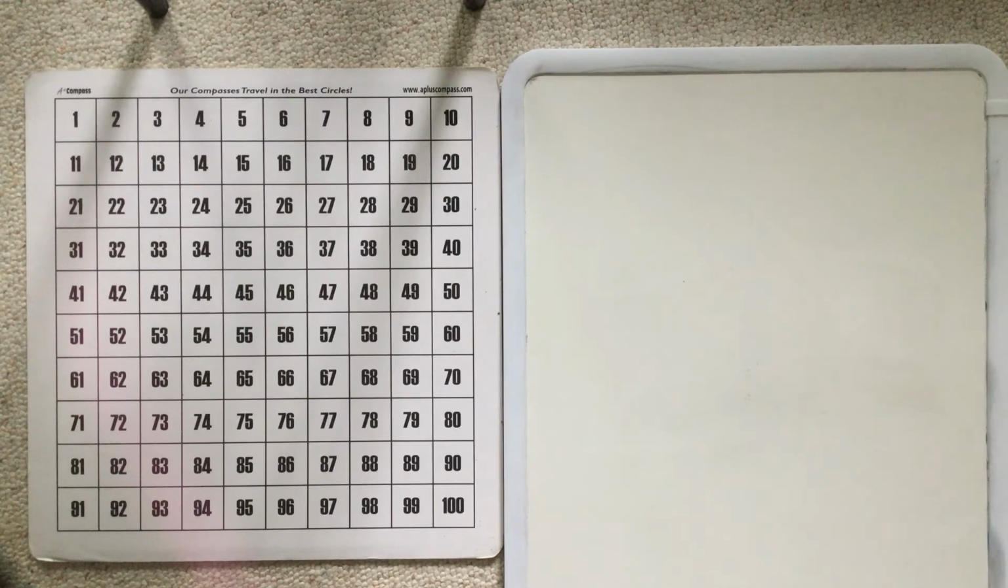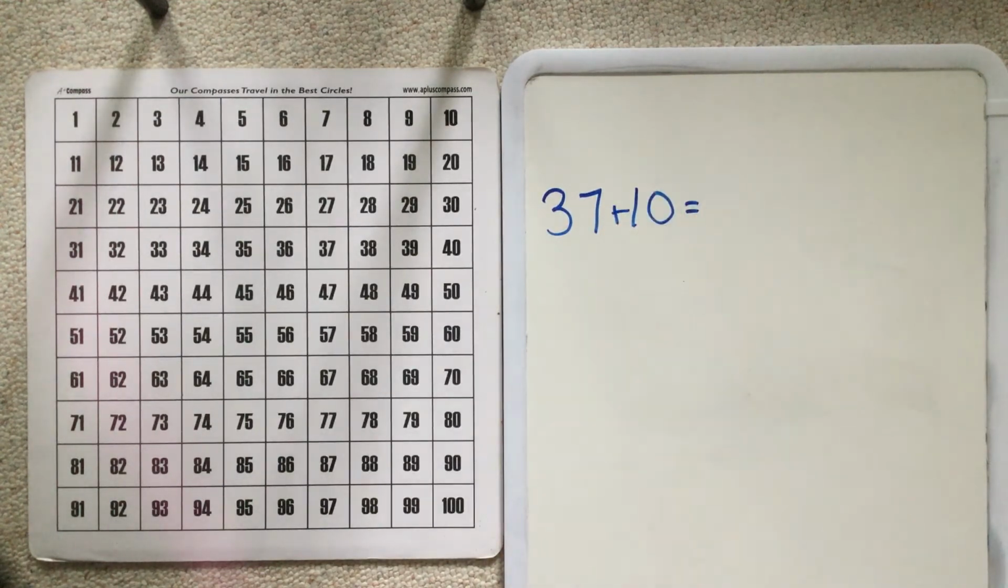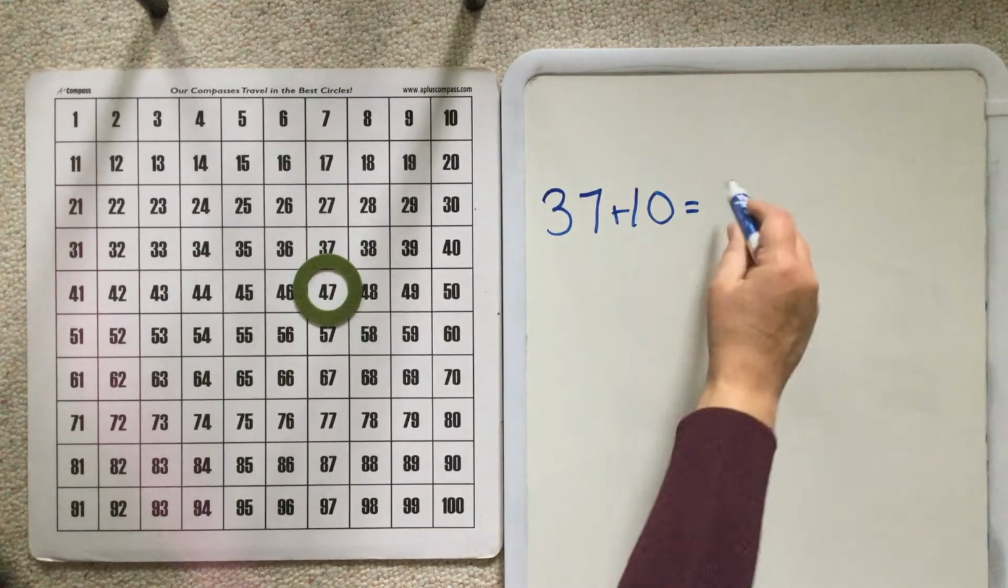When I count on by tens or add on tens, I move down. And when I count back by tens or subtract tens, I move up. This can be really helpful when I'm adding or subtracting. Let's see. If I wanted to show 37 plus 10, I could find 37 on the hundreds chart. What way would I need to move to add 10? That's right, I'd move down. 37 plus 10 is 47.